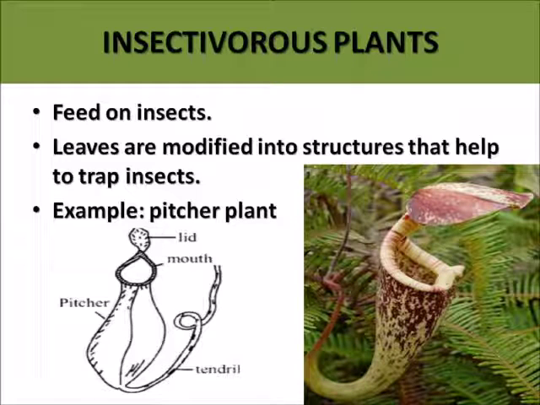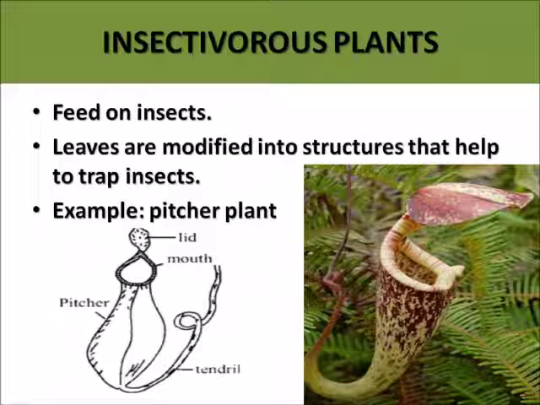Okay. So the next plants we are going to talk about are the insectivorous plants. These plants feed on insects. Here the leaves are modified into structures that help to trap insects. So the best example I can give you for an insectivorous plant is the pitcher plant. If you see the pitcher plant shown on the screen, the leaf is modified into a structure which looks like a pitcher. You can see it's like a jar or pitcher with a lid. What is a pitcher? A pitcher is a jar. We call a jar a pitcher also. So it is like a jar with a lid.